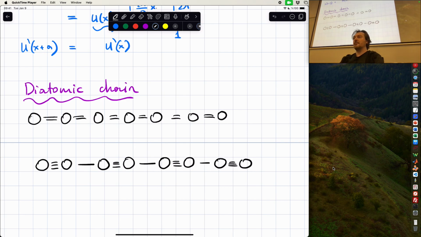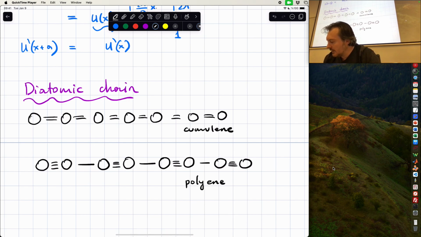Do you agree? Yes or no? So this is called cumulene. This is called polyene. And this one is a few milli-electron volts more favorable.